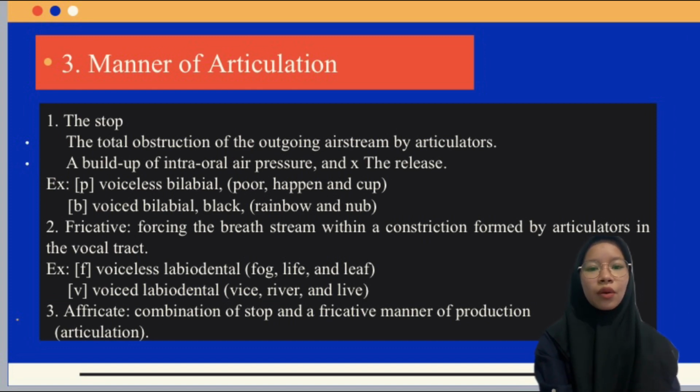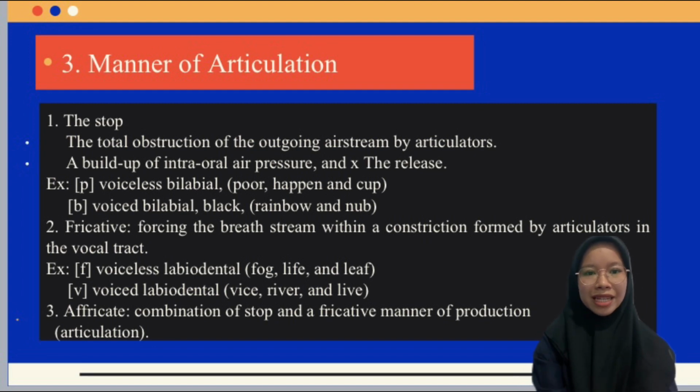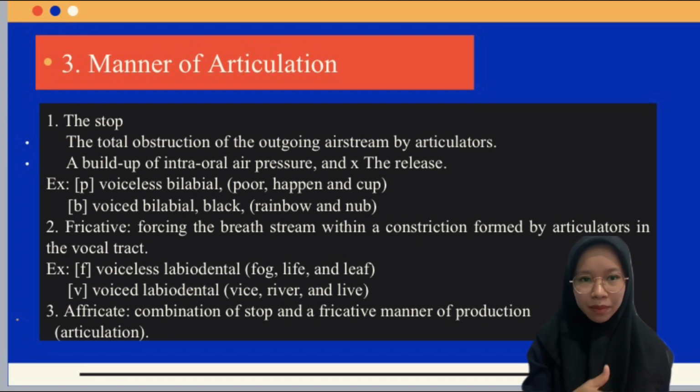And the third one is manner of articulation. The first one is the stop, the total obstruction of the outgoing airstream by the articulators. Examples like P, voiceless bilabial, like pour, happen, and cup, and B, voiced bilabial, like black, rainbow, and knob.